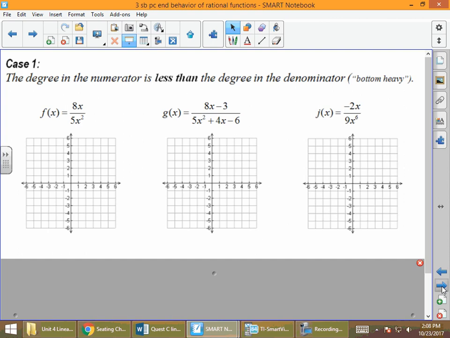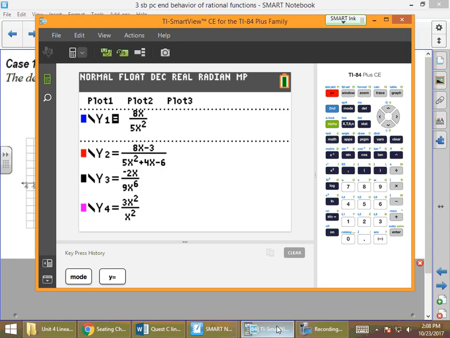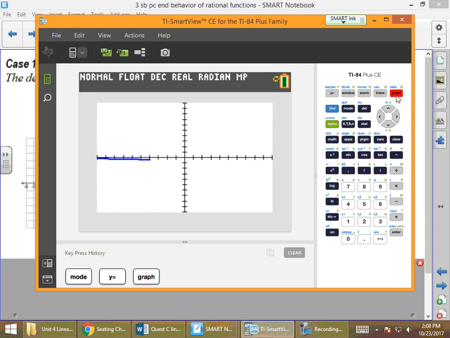For instance, our first function, f of x equals 8x divided by 5x squared. If we type that into our calculator, we get this picture right there. And even before we look at a couple more of these examples, if you look down below at your box, it says what happens to the y values as x approaches negative infinity or x approaches infinity. So in other words, let's go to the positive direction because sometimes that's easier for people to understand. As we go towards the right on the graph, what is that blue part of the graph approaching?